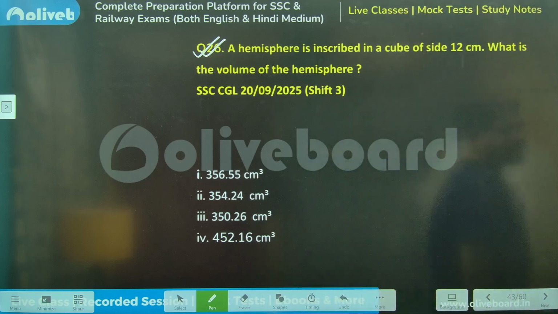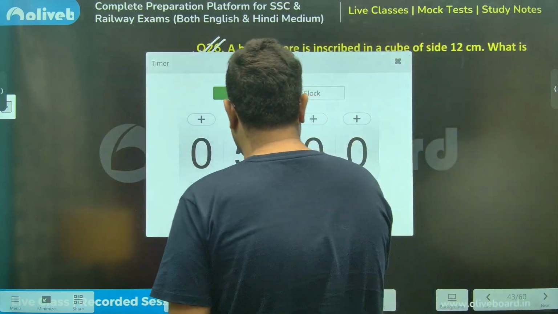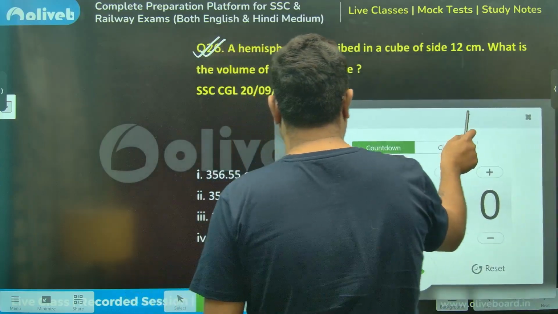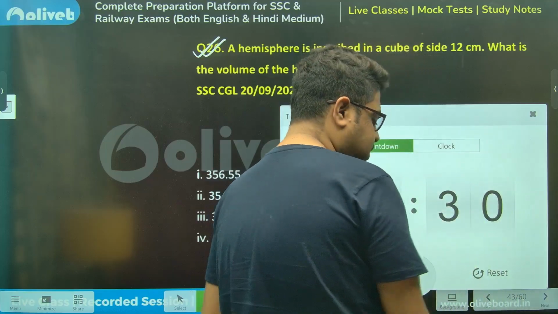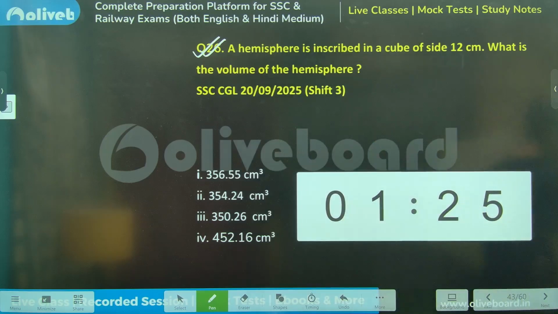I'll give you a few seconds to solve first, as we have already done this type of question. I'll give you 1 minute 30 seconds to solve this, and then I'll give you the solution. So first, please try.